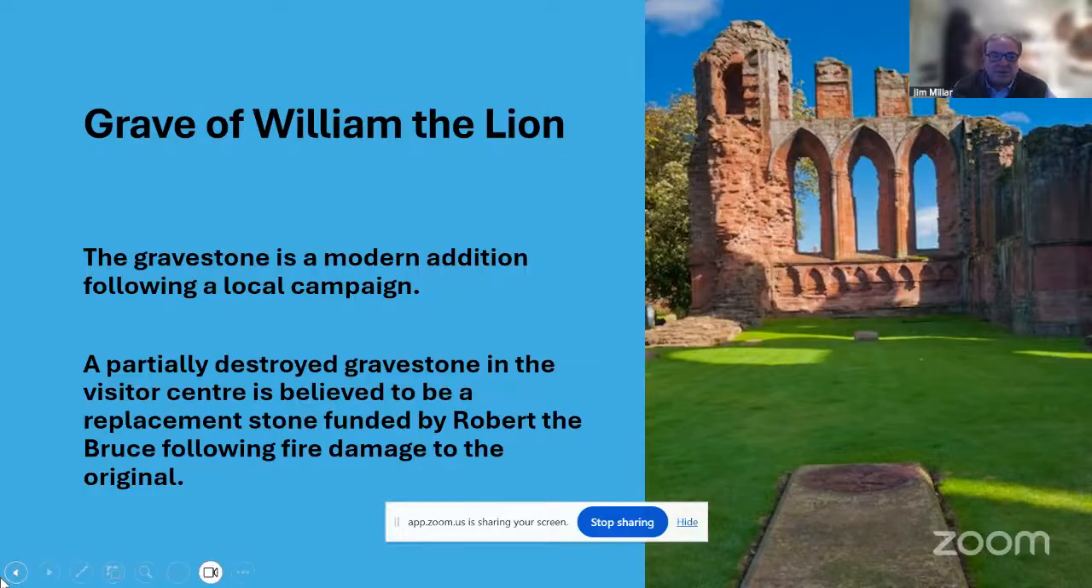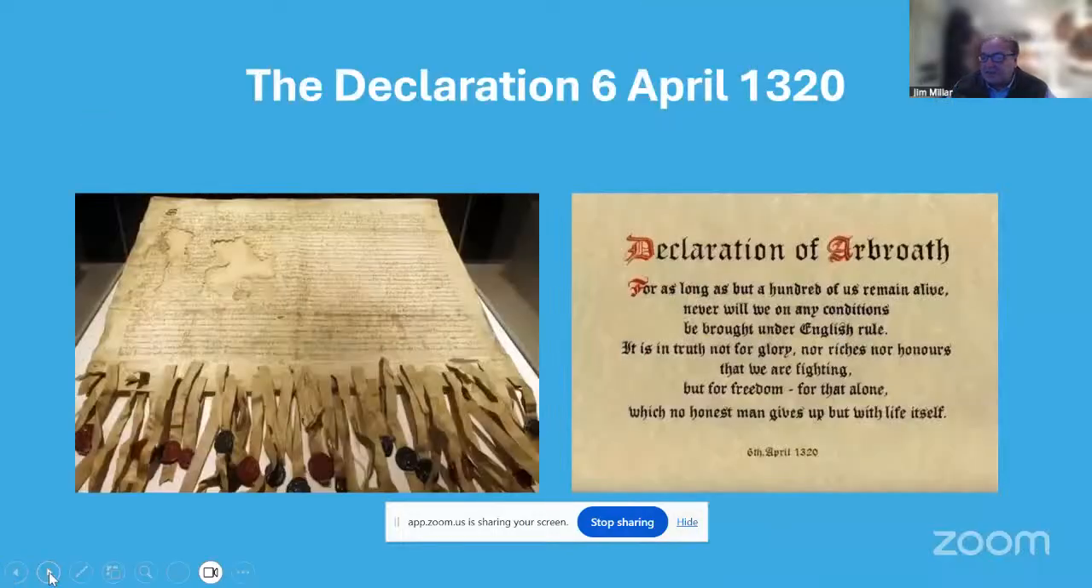And so on April the 6th, 1320, a letter is sent to the Pope at Avignon. Beautifully composed in Latin, it is hailed as a masterpiece of medieval statesmanship and is now known as the Declaration of Arbroath. It is a document that made the case for Scottish sovereignty.